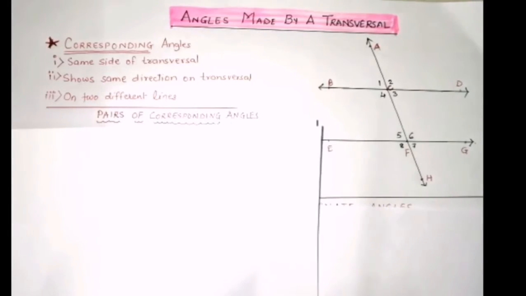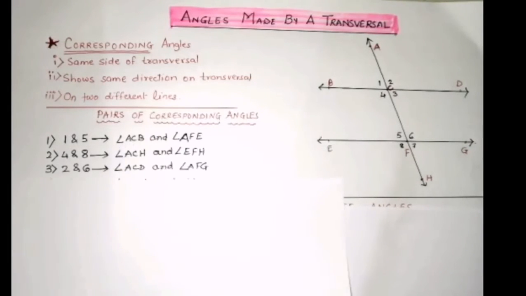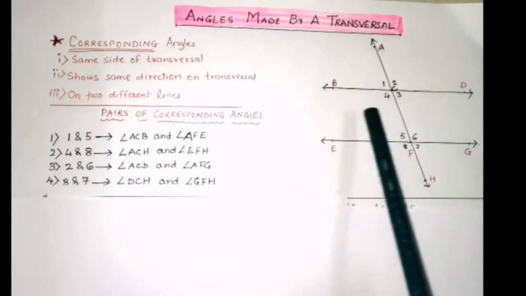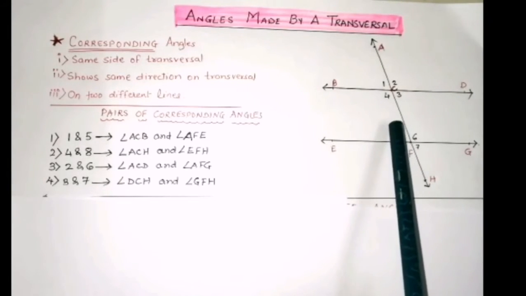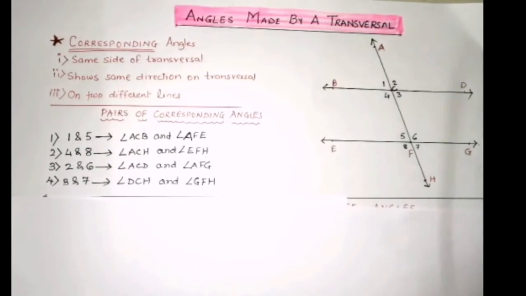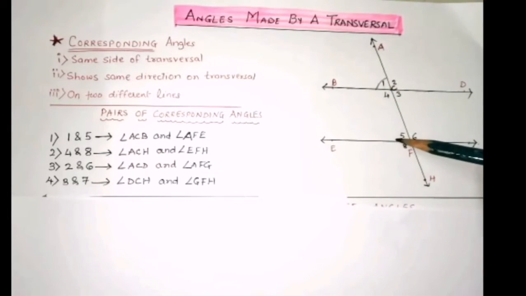Let's see the examples over here. Here the corresponding angles which are formed will make the pairs. The first pair is angle 1 and 5. This is angle number 1, angle number 5. These two are a pair of corresponding angles. Let's see why these two angles.